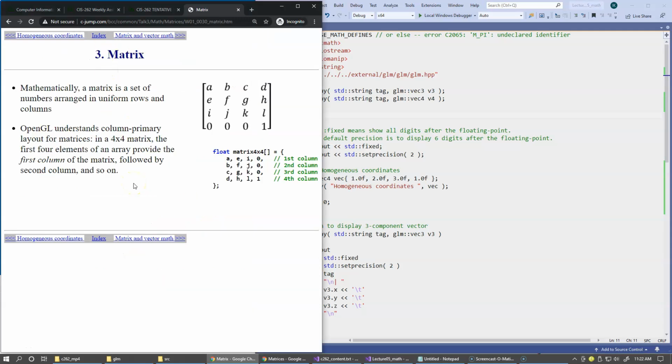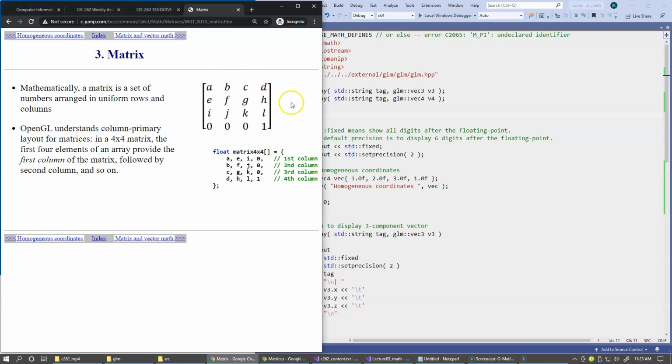A matrix is a set of numbers, and in OpenGL matrices are called column primary. This actually means that the first column of the matrix, or the first 4 elements in the array that represents the matrix in computer memory, must provide the first column of the matrix, followed by the second column, followed by the next column, and so forth.